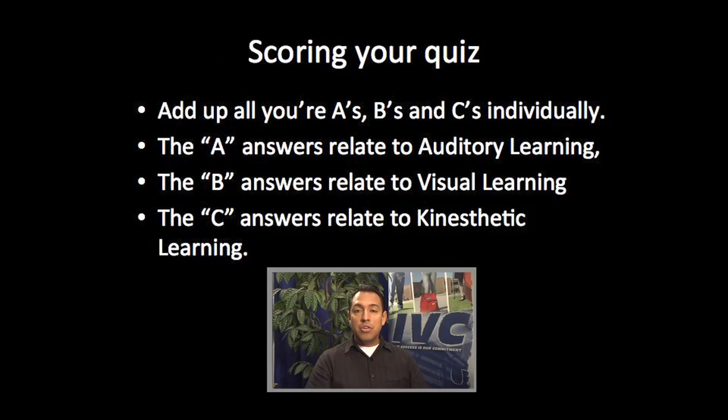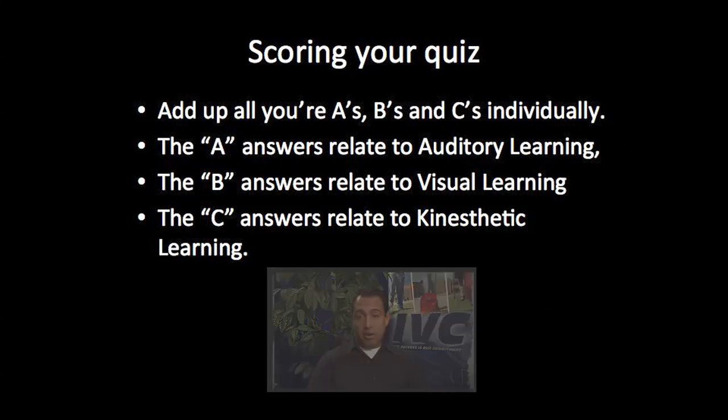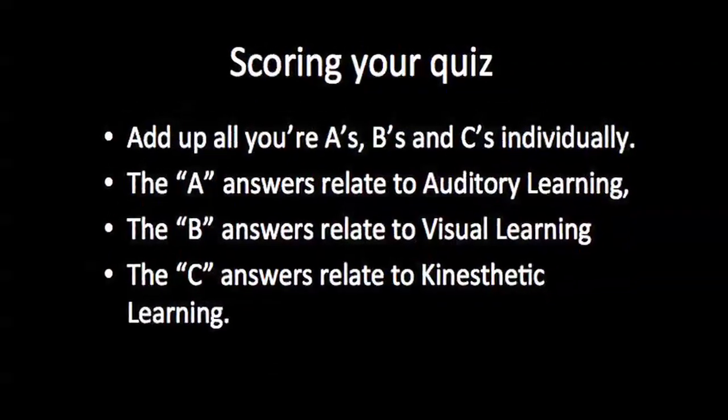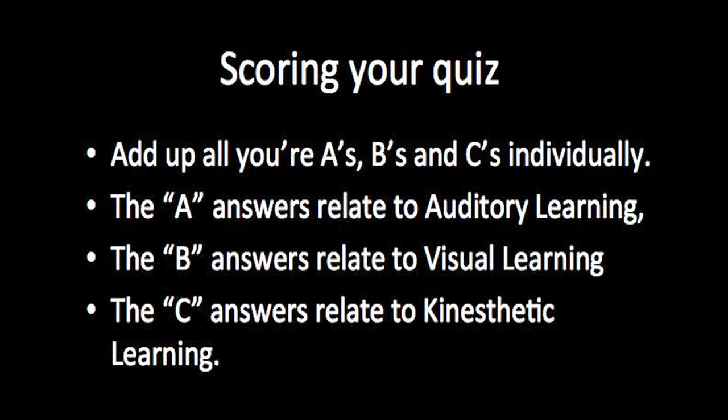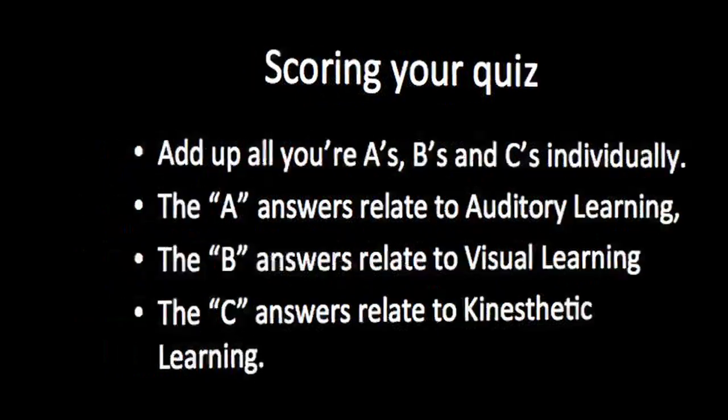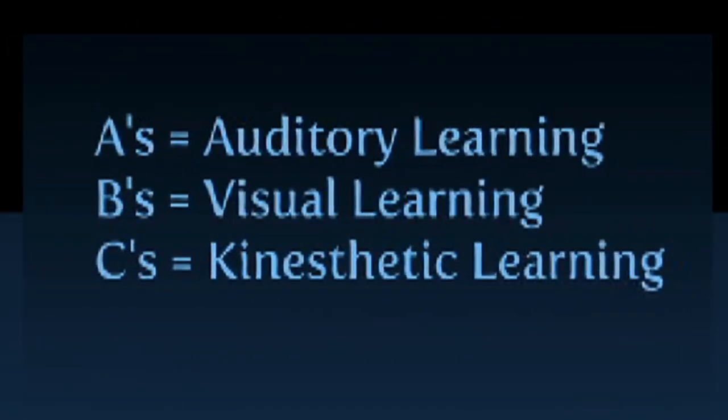So what I want you to do is now look at your answers. You're going to go ahead and add up all the A's, all the B's, and all the C's. So there's 14 different possibilities. So it could be as high as 14 A's, 0 B's, 0 C's, although that's probably very unlikely, or some combination of numbers in between there. Ultimately, what you're looking for are the number of A's, B's, and C's.